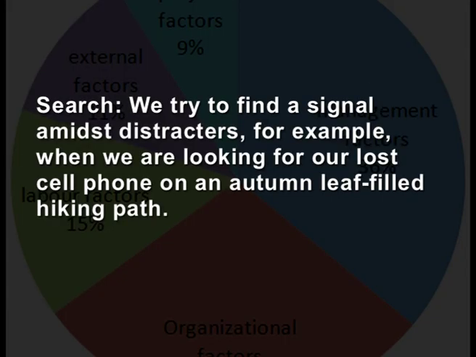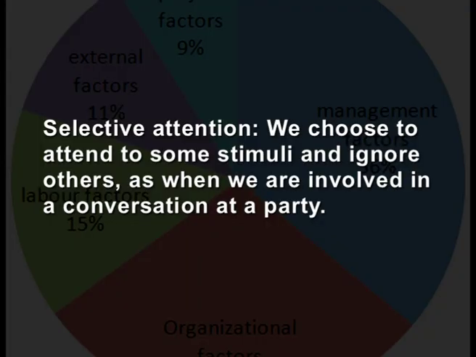Second, search. We try to find a signal amidst distractors, for example, when we are looking for our lost cell phone on an autumn leaf-filled hiking path. Third, selective attention. We choose to attend to some stimuli and ignore others, as when we are involved in a conversation at a party. Fourth, divided attention.